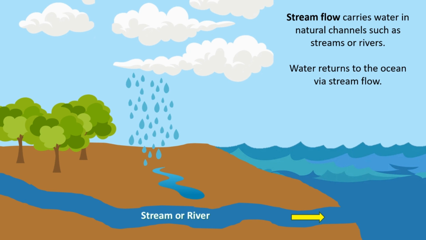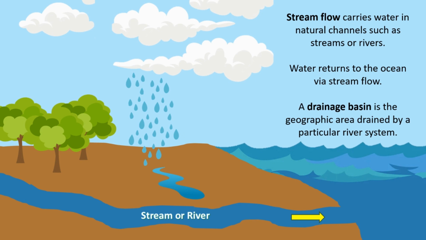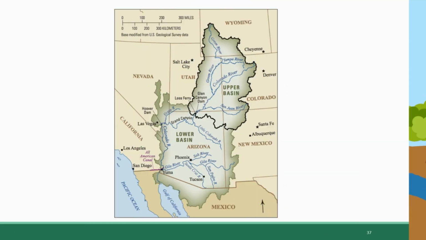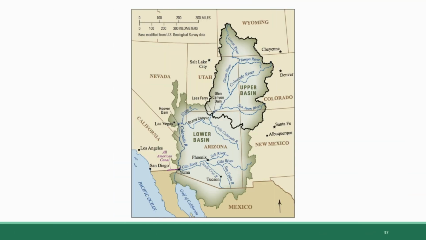We refer to the geographic area that is drained by the stream flow of a particular river as a drainage basin. And for perspective, this illustration here shows the drainage basin of the Colorado River, which covers the path of the Green River as far north as Wyoming, which meets with the Colorado in Utah, and then travels south into Arizona, down along the border of Arizona and California, and eventually drains into the ocean in the Gulf of California between the states of Baja California and Sonora down in Mexico.